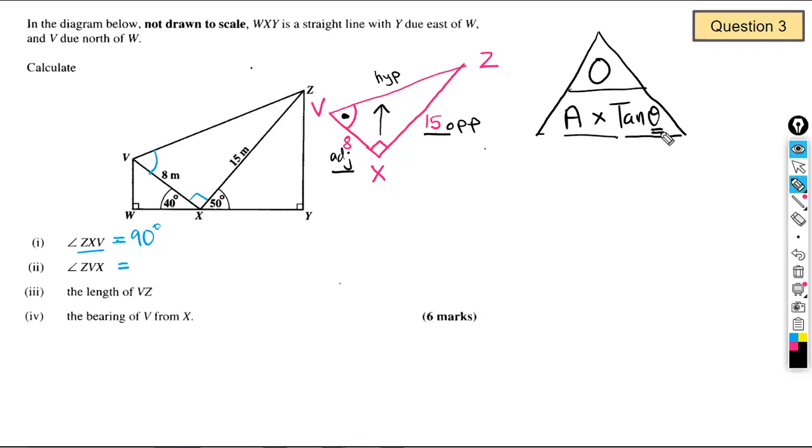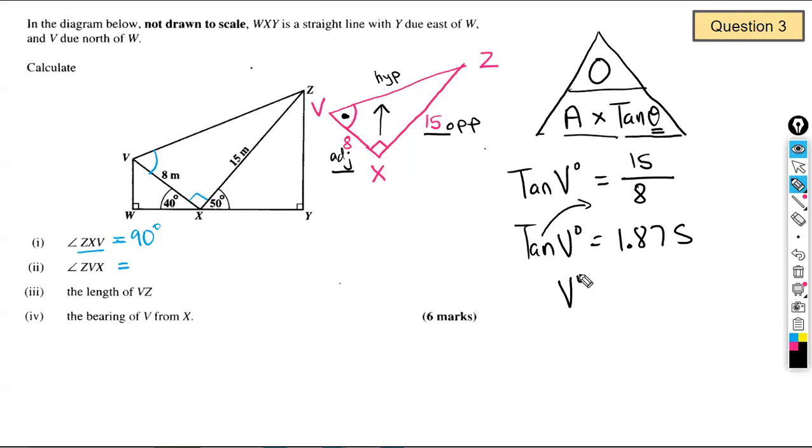So we want to find the angle. So tan V, that's the angle we want to find, is equal to the opposite divided by the adjacent. The opposite side is 15, the adjacent is 8. 15 divided by 8, we are going to get 1.875. I'm keeping all the decimals there because this is such a nice decimal. Draw across the tan because we want to solve for V. You're going to get tan inverse 1.875.